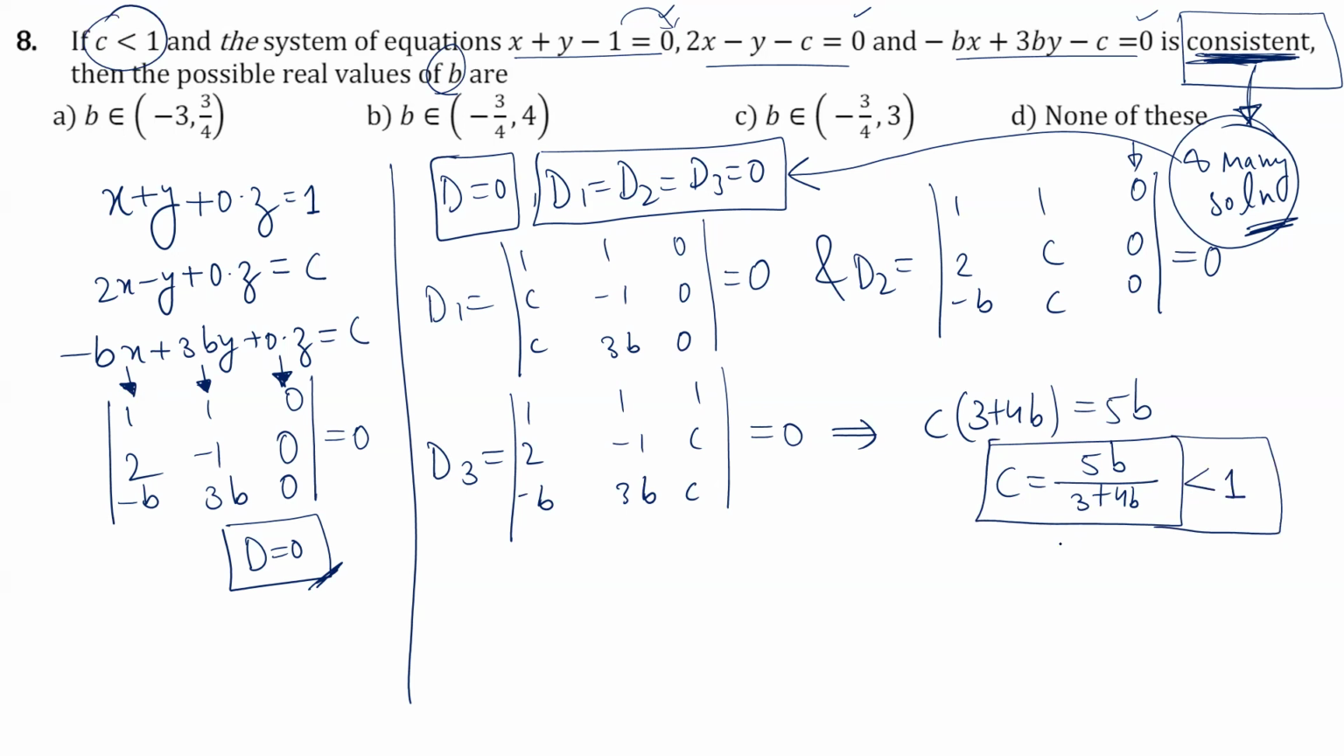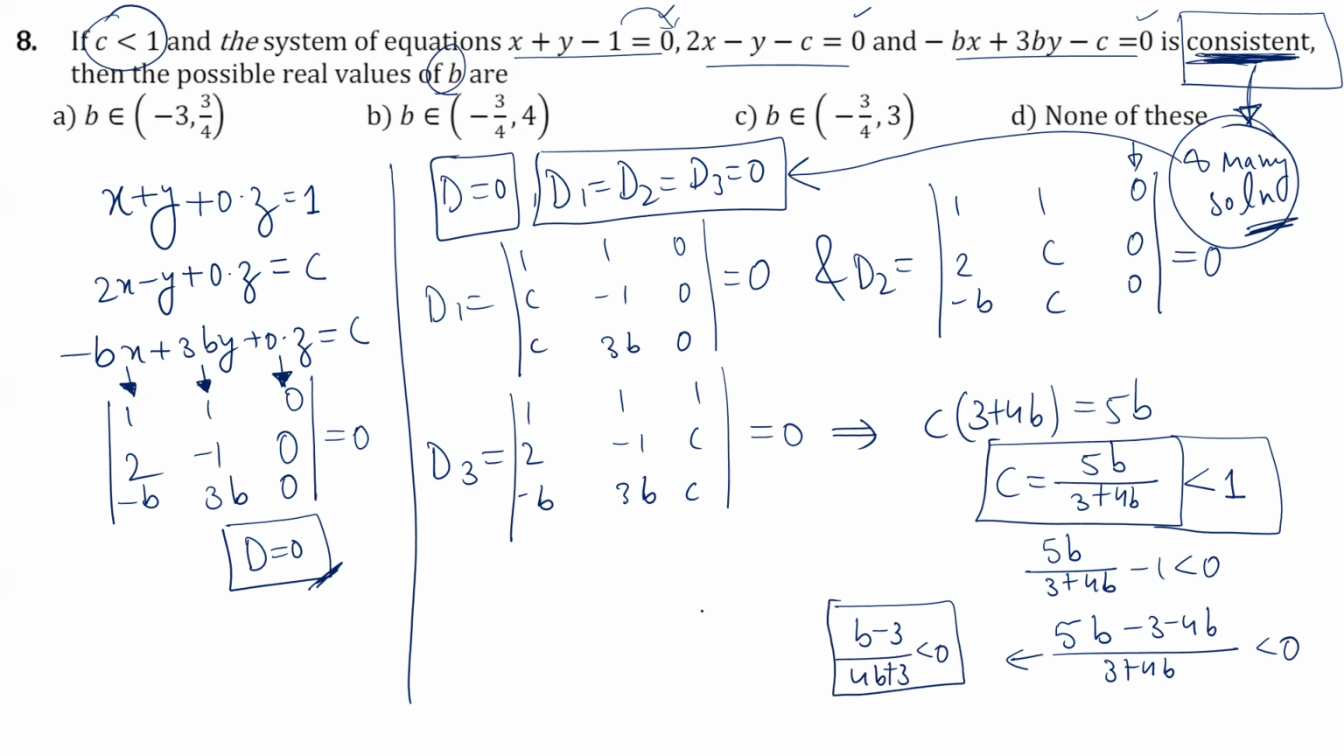So here you can write it like this: 5b upon 3 plus 4b, 1 you take here, so this will become less than 0. So 5b minus 3 minus 4b, I'm taking the LCM, over 3 plus 4b, less than 0. So this will come out to be b minus 3 divided by 4b plus 3 less than 0. So this is a simple inequality, and here you can find the interval for b.